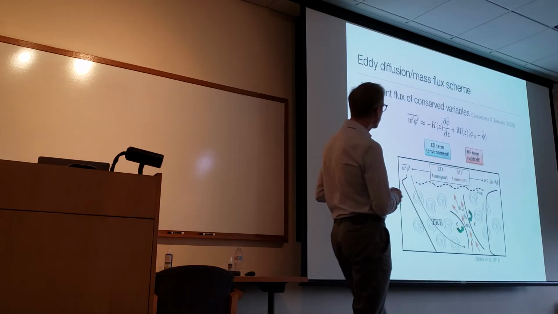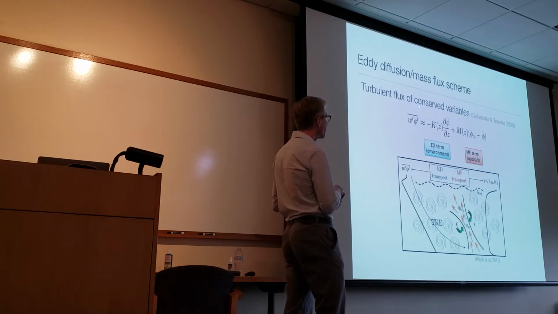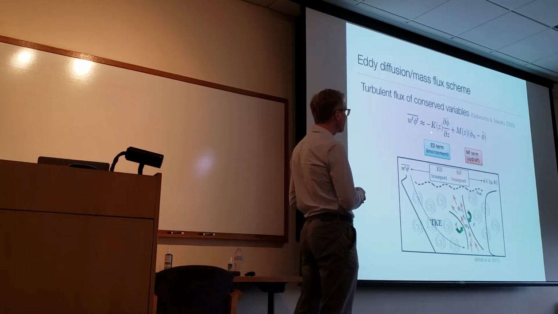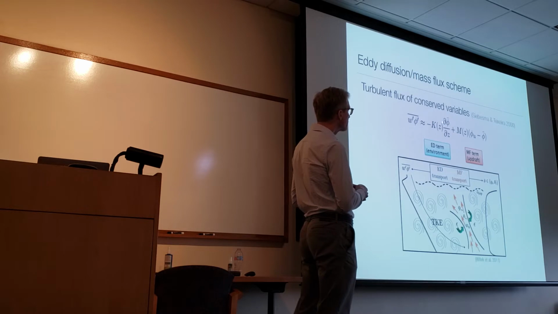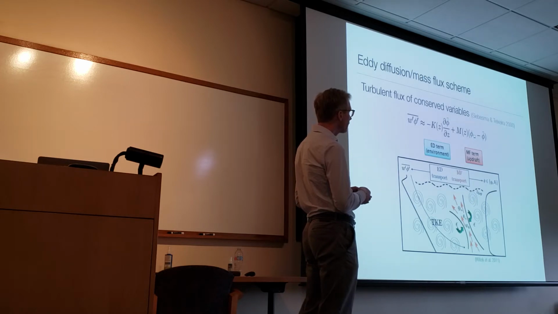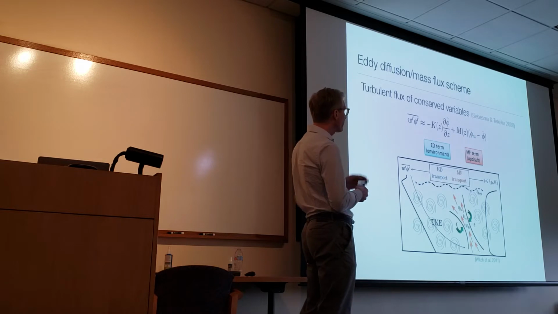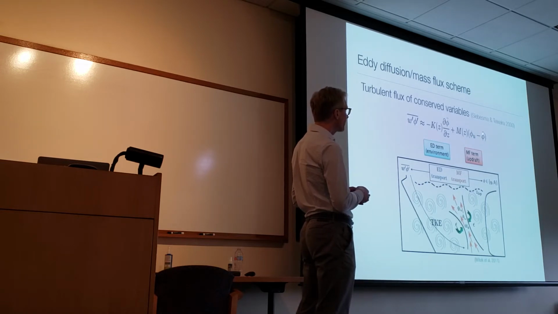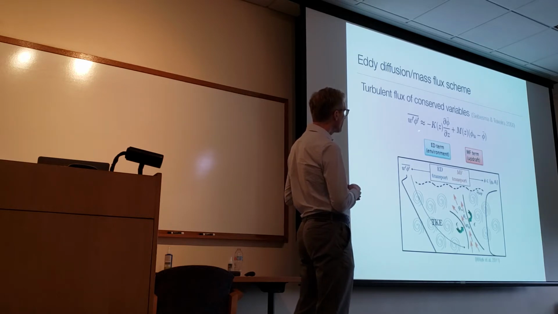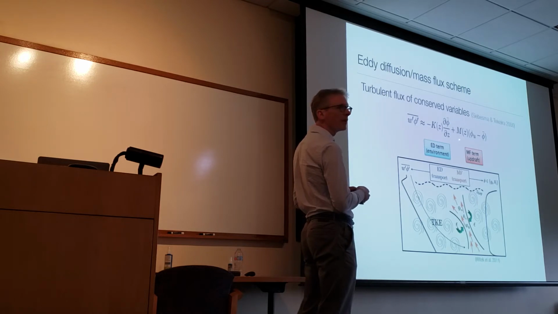So this turbulent flux in this picture schematically then becomes, here's your environmental flux that's closed diffusively, so it's downgradient diffusive at some diffusivity K. And the second term becomes the mass flux term that involves the interaction between the updraft and the environment. And if the updraft area is small, then the environmental mean is approximately equal to the grid-scale mean, indicated by the overbar. So the problem for the flux becomes a question of what is the diffusivity and what is this mass flux out front here.